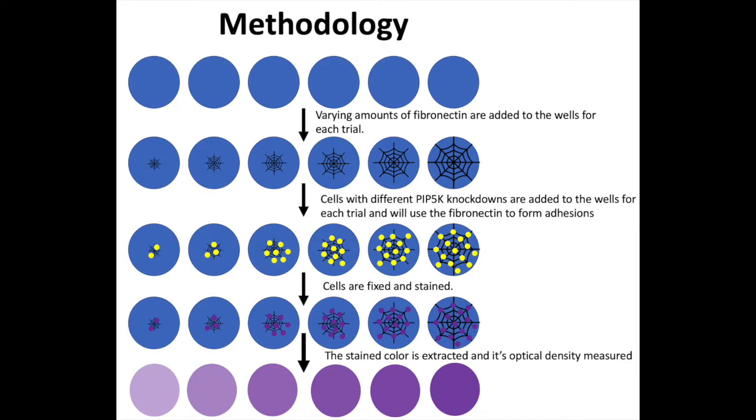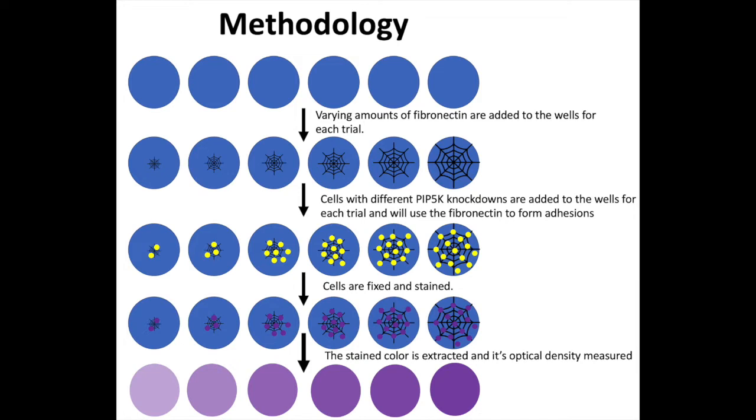Now, speaking of the fibronectin concentrations, one thing that's really cool with what I do is I use varying amounts of fibronectin, which we will talk about a little later during my results. I will take a 10 microgram per milliliter concentration of fibronectin, and I will serially dilute it all the way down to 0.1 micrograms.